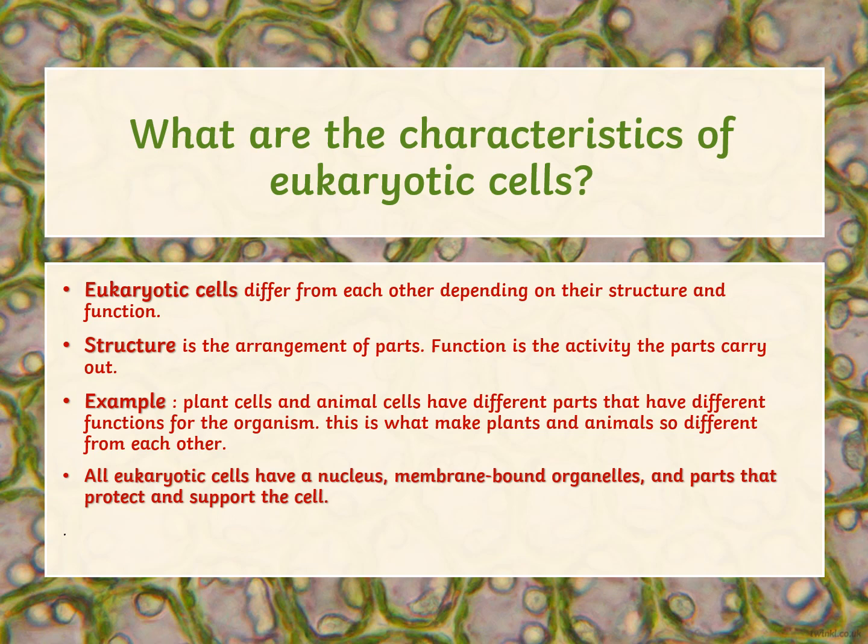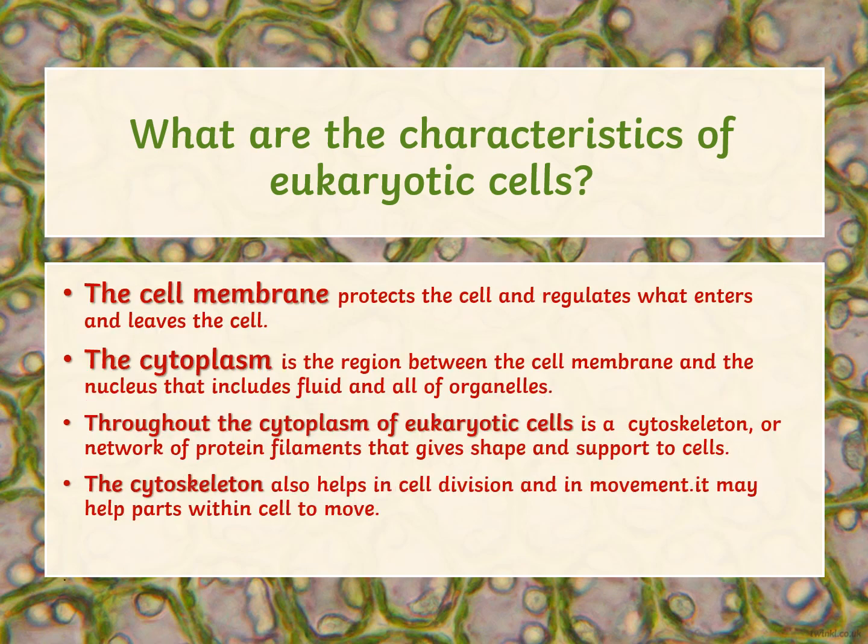Okay, so all the eukaryotic cells consist of a nucleus, membrane-bound organelles, and the parts that protect and support the cell. What are the parts that protect and support the cell? Like the cell membrane. We all know the cell membrane and the cytoplasm. We talked about that in lesson 1. Let's make a revision. The cell membrane protects the cell and regulates what enters and leaves the cell. The cytoplasm is the region between the cell membrane and the nucleus that includes the fluids and all organelles.